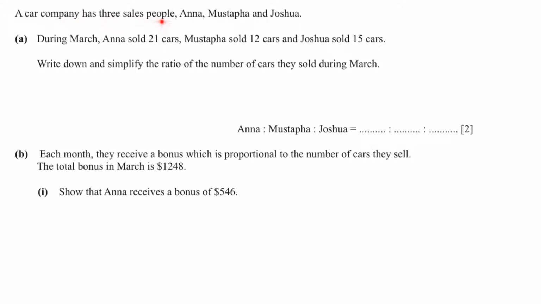A car company has 3 salespeople, Anna, Mustafa, and Joshua. During March, Anna sold 21 cars, Mustafa 12, and Joshua 15. Write down and simplify the ratio of the number of cars they sold during March. So Anna sold 21, Mustafa sold 12, and Joshua sold 15. All 3 are in 3 times table, so we can divide it. 21 divided by 3, 7. 12 divided by 3, 4. And 15 divided by 3, 5.